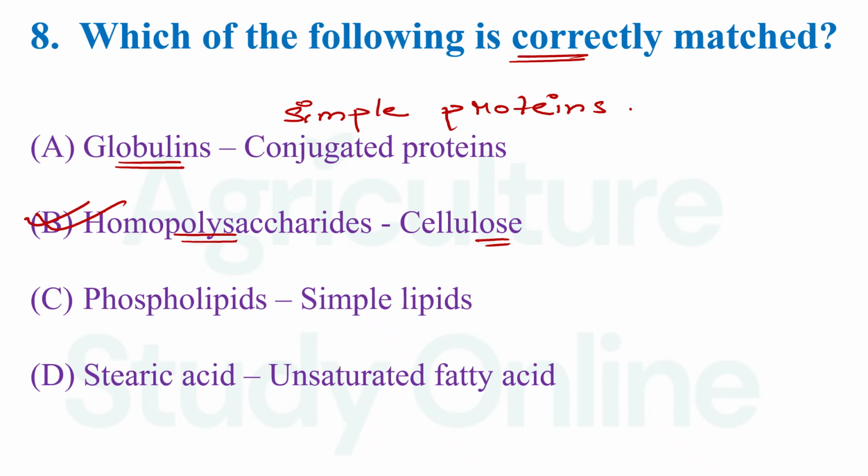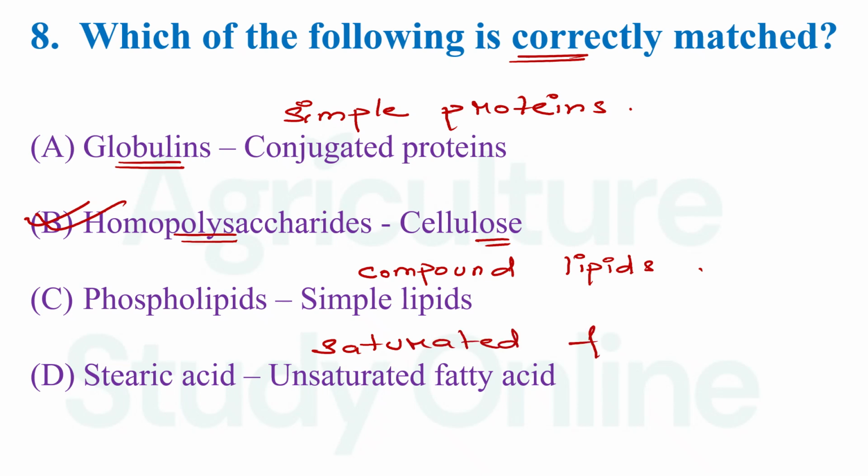Next, phospholipids. Simple lipids. So phospholipids are the compound lipids. And stearic acid, unsaturated fatty acid. So stearic acid is a saturated fatty acid. So the correct option is option B, that is cellulose. It is a homopolysaccharide, meaning only glucose units.